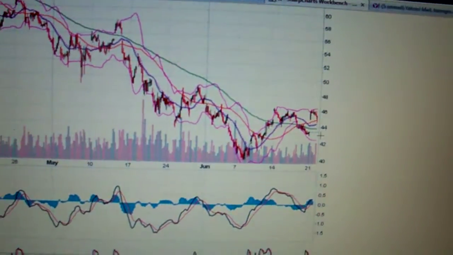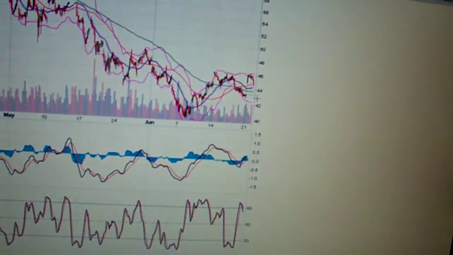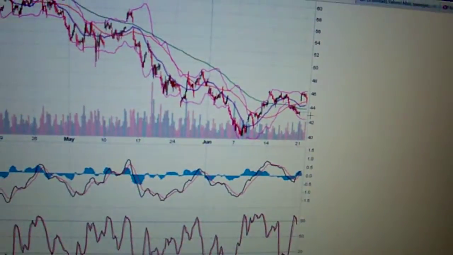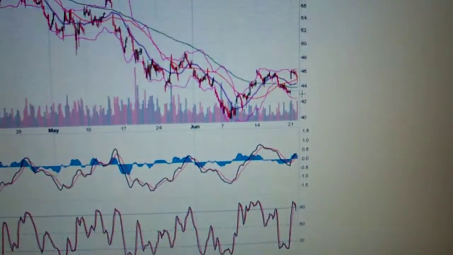So you always want to be careful, and this is another reason to look at all time frames. All right, I think that's going to be it for tonight.